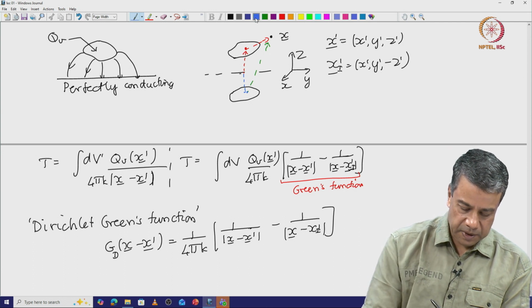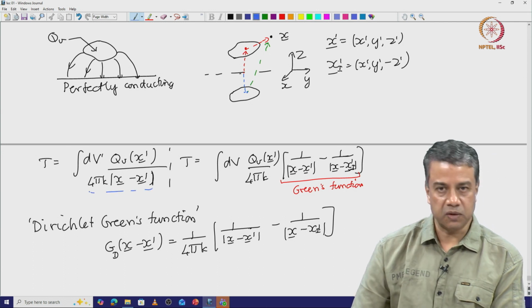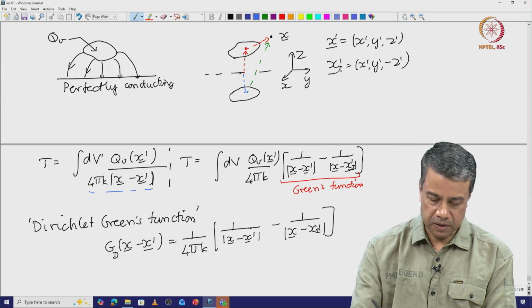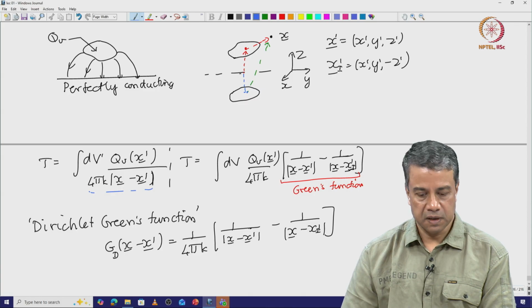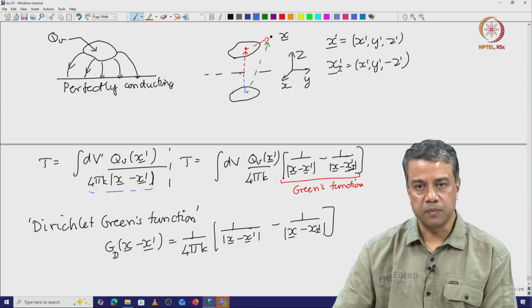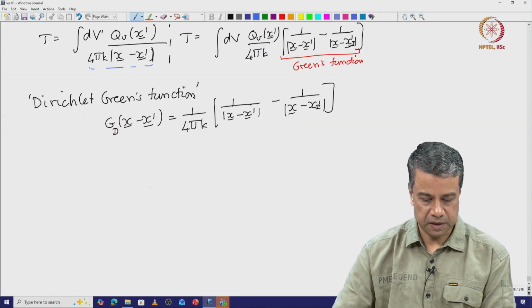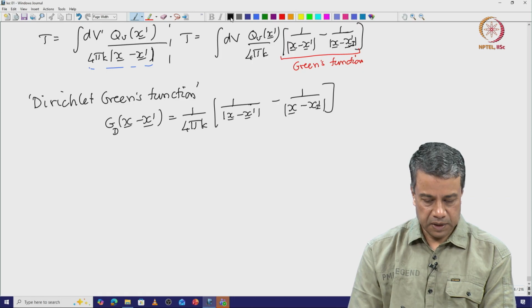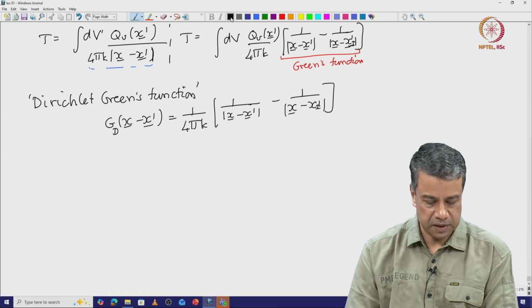For the infinite medium, this was the Green's function, 1 over 4 pi k times |x minus x prime|. By changing that function to include the effect of the image, you can satisfy the boundary condition at the surface, that is the boundary condition at a perfectly conducting surface. And the Green's function for that is called the Dirichlet Green's function.